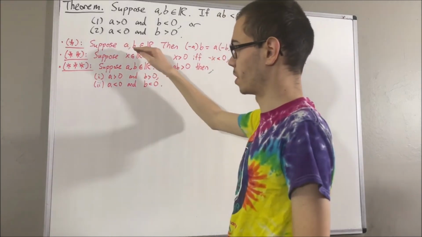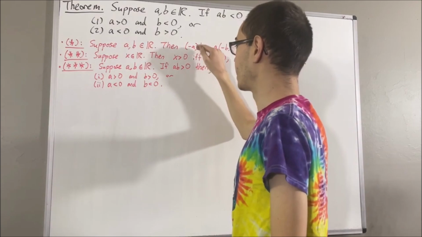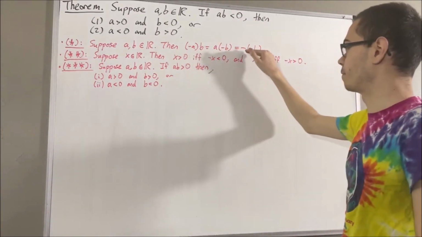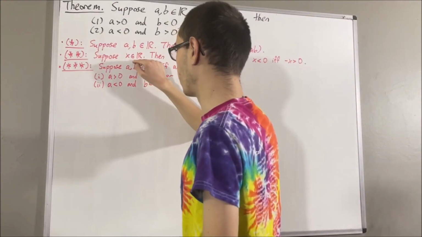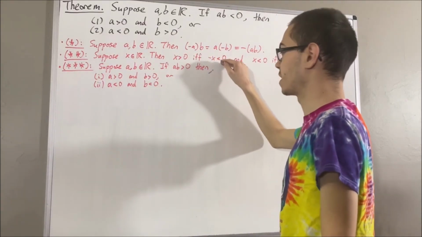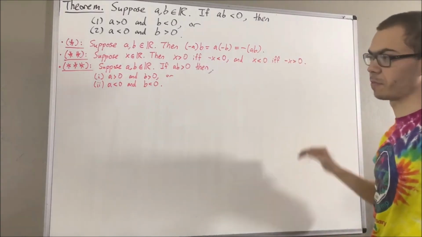Our first preliminary result says, given real numbers a and b, we have the negative a times b is equal to a times the negative b, which is equal to the negative of ab. Our second result says, given any real number x, we have x is greater than 0 if and only if the negative of x is less than 0, and x is less than 0 if and only if the negative x is greater than 0.